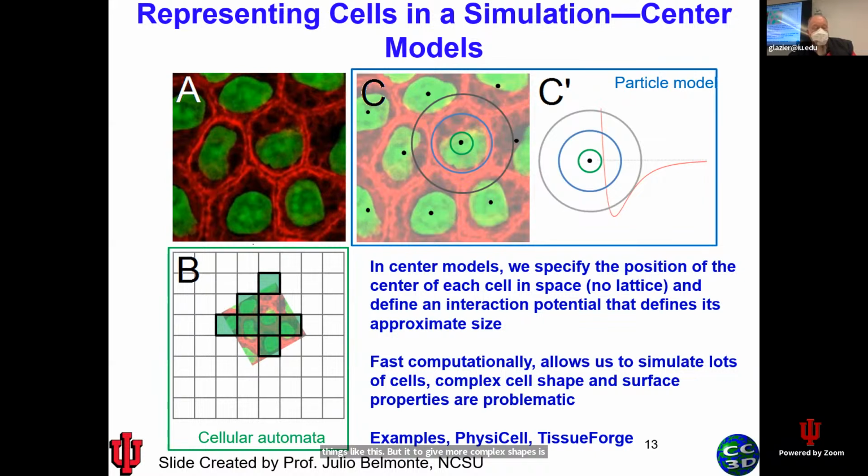On the other hand, there are a lot of nice things about not being on a lattice. You still have to use lattices for chemical fields, but that's a different matter. And PhysiCell, Paul's package, uses this choice. TissueForge, TJ's package, uses it. Biocellion uses it. There are a lot of packages that use what are called center models to represent cells. In this case, the position of the cell is well defined. Cells can move continuously. On the other hand, there is no surface, for example, of the cell. There is no shape of the cell. The cell doesn't even really have a volume associated with it by itself.